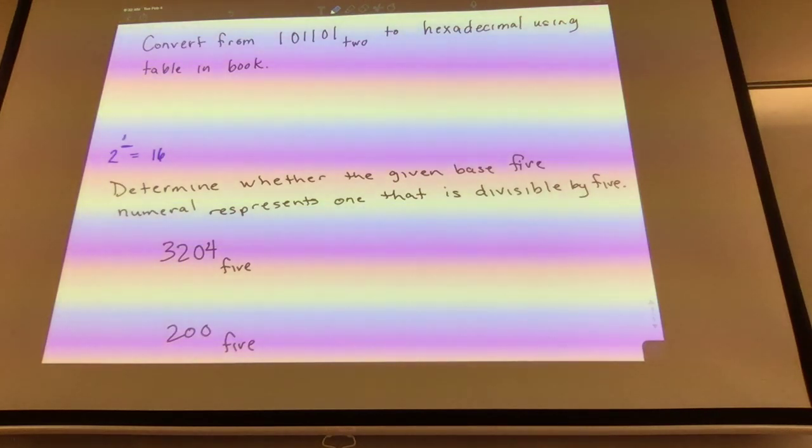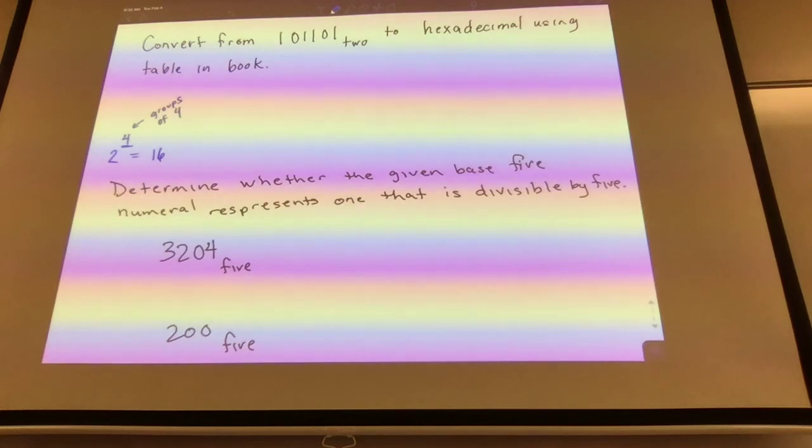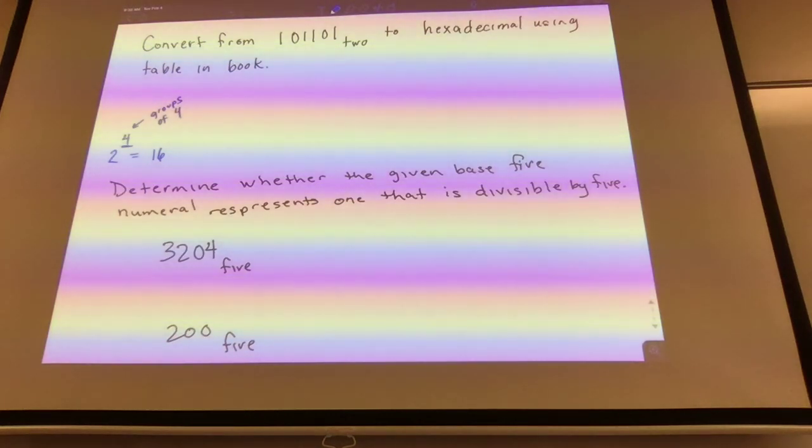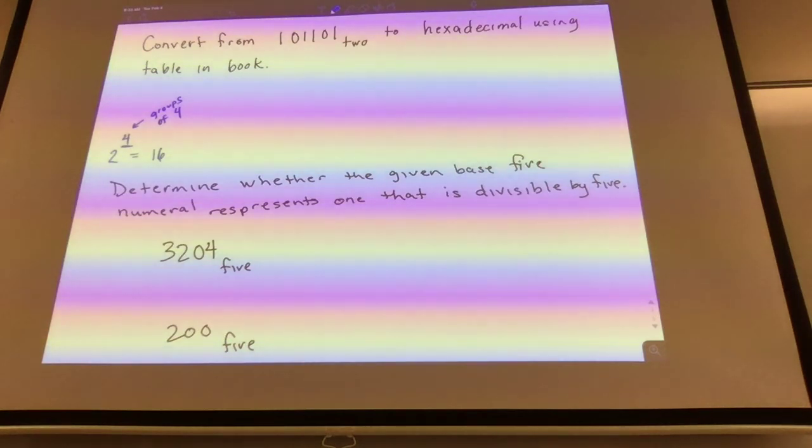4. So what do you think we make groups of? Groups of 4. Because we're going to convert from base 2 to base 16 basically. And then what we've got to do there is figure out what that power equivalent is, so we know how to group our values.